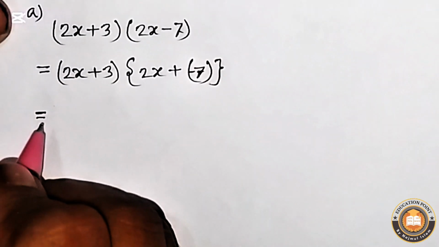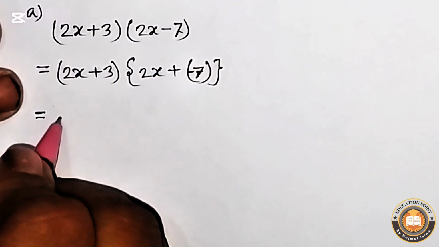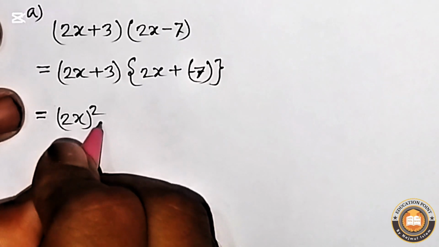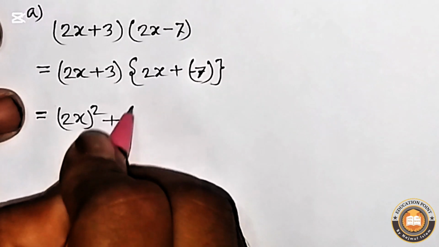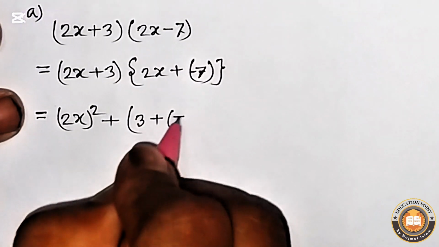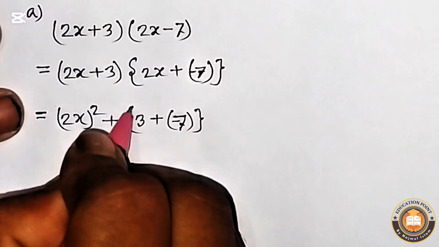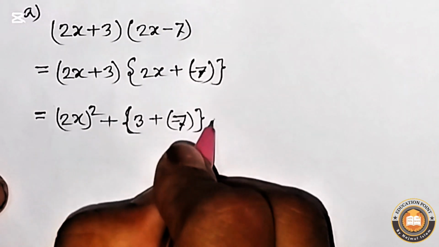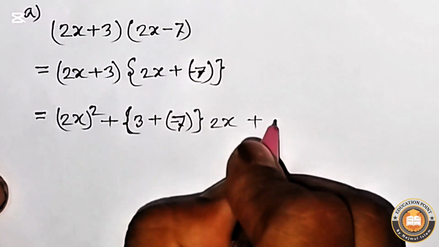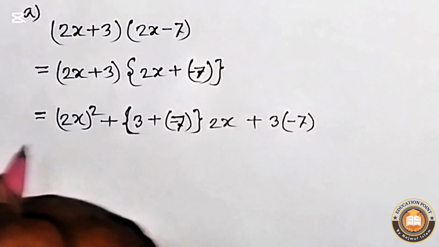According to the formula of (x + a)(x + b), we can write x square, meaning (2x) whole square, plus (a + b), meaning (3 + (-7)), into x, meaning 2x, plus ab, meaning 3 into (-7).